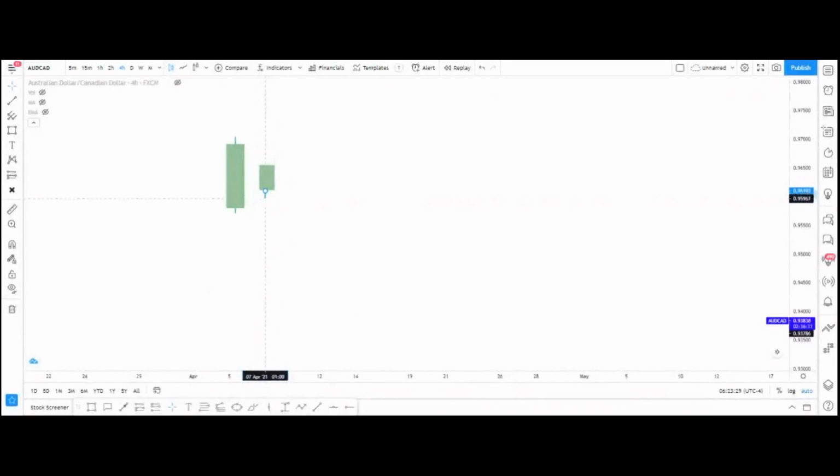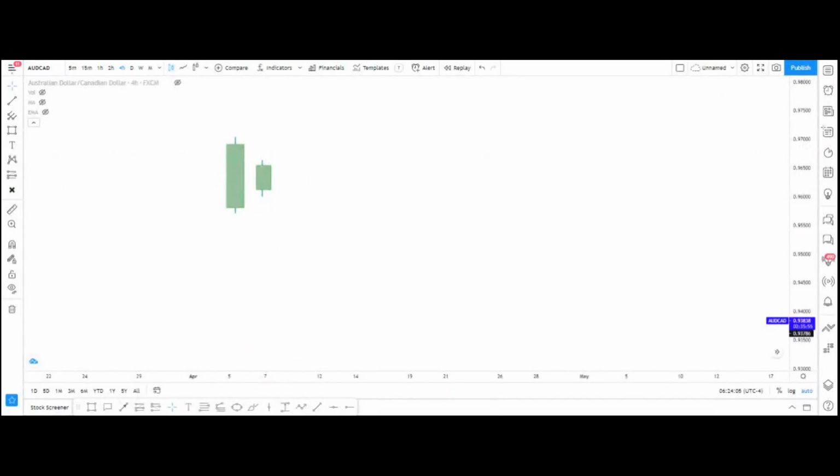Trying to draw it quite perfect actually. Let's just delete that. So let me try to draw it quite perfect. Okay, great. We can also agree that this is also a bullish candlestick, right? This small one right here. Can we also agree to that?